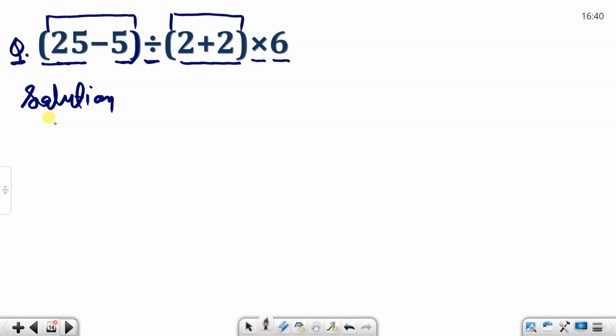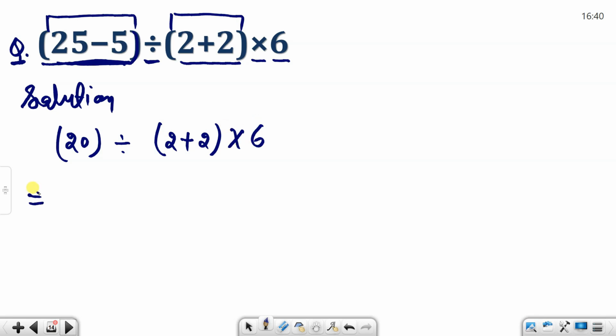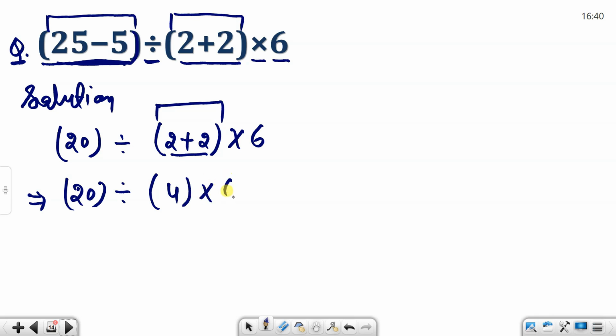Inside the brackets here, it's 25 minus 5, which becomes 20 inside the brackets, divided by 2 plus 2 multiplied by 6. Let's solve this further. This 20 divided by. If we solve this bracket, 2 plus 2 becomes 4, times 6.